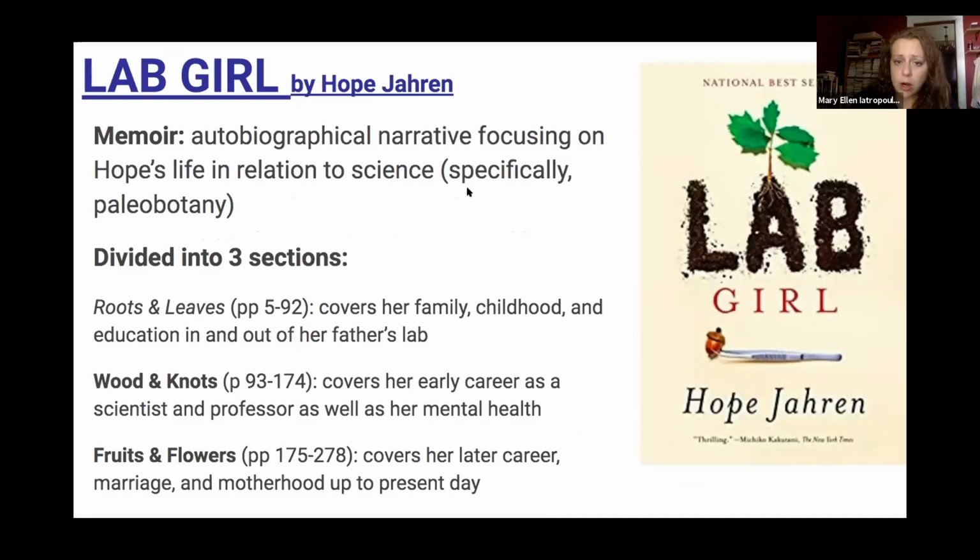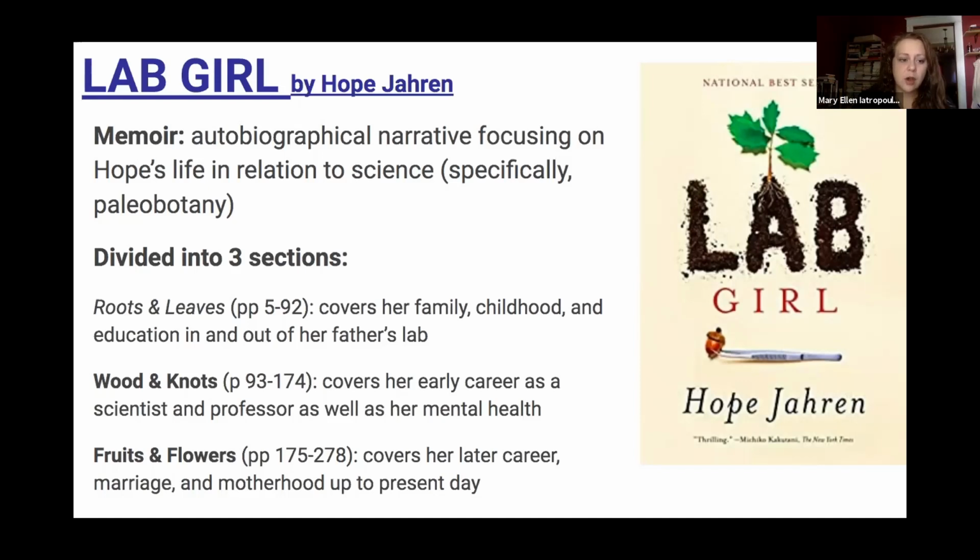It is a memoir, which means specifically that it's an autobiographical narrative that focuses on the life of the author, but in relation to a specific issue or movement or social context. And here it's science. Her specialty is paleobotany, so studying the evolutionary history of plants. The book itself is divided into 3 sections.